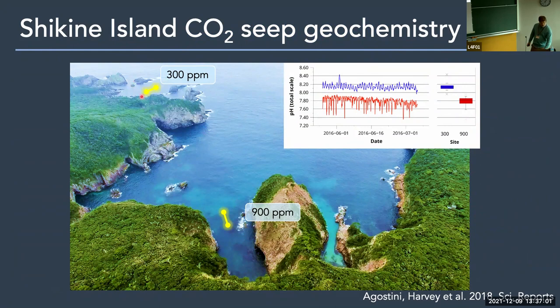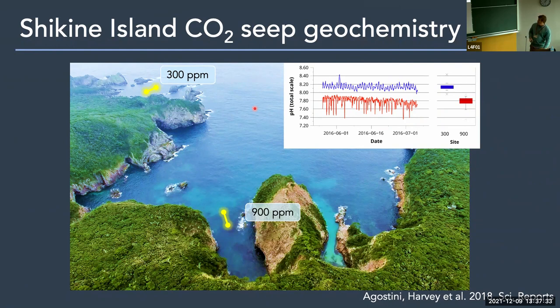And then we use this adjacent bay further around here, which is completely outside the influence of the seep and lets us know, for the same temperature, oxygen, latitude, everything, what the community will normally look like. We can then make comparisons between these two sites and get an idea of how ocean acidification will be causing these impacts.